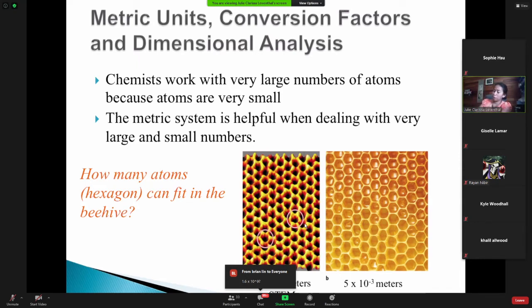1, 2, 3, 4, 5, 6, 7. No, I only have 7. It's from the decimal place. You go from the decimal place. Are you following? Yes, no, you have to speak up. So the number of hexaatoms that can fit into a beehive is 1.6 times 10 to the 7th power, in scientific notation.